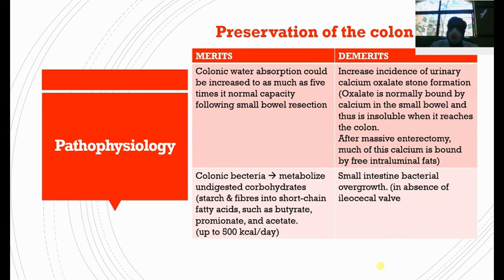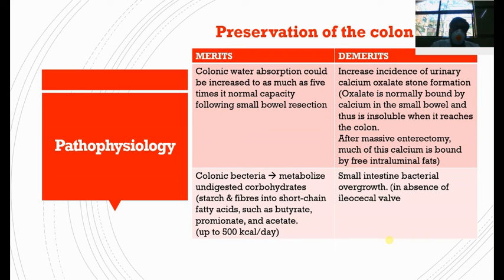The demerits are that there is an increased incidence of urinary calcium oxalate stone formation, because oxalate is normally bound by the calcium in the small bowel and thus is insoluble when it reaches the colon. After massive enterectomy, much of this calcium is bound by free intraluminal fats.